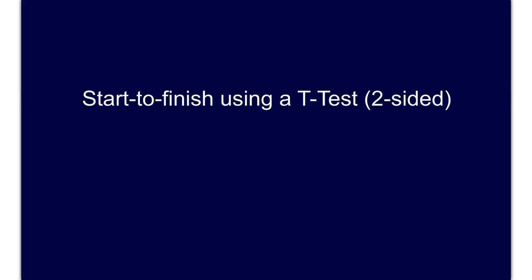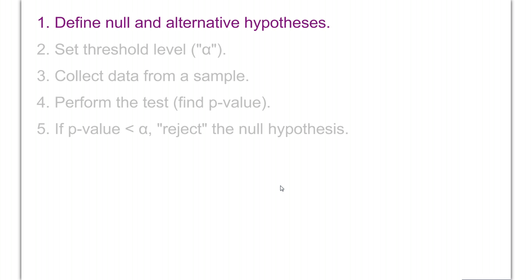We're going to go start to finish using the two-sided t-test in an example. There are a few steps to performing a t-test, and this is not the only way to break it down or frame it, but this is one good list that can help walk you through it. The first thing you're always going to do is start by defining your null and alternative hypotheses. This is the whole basis that your entire test is built on.